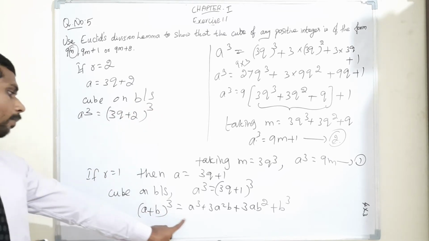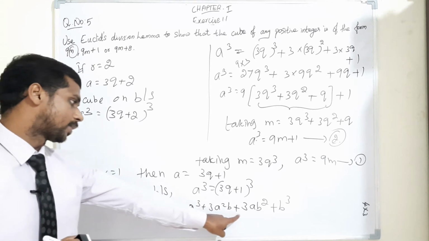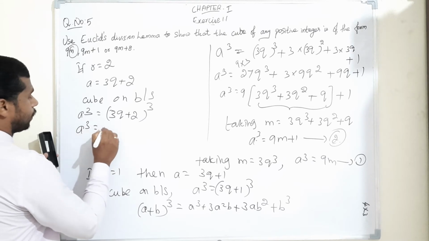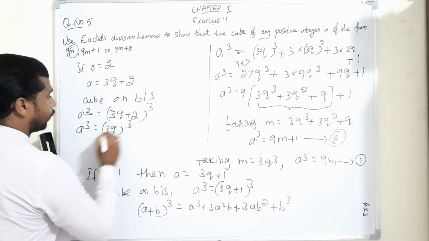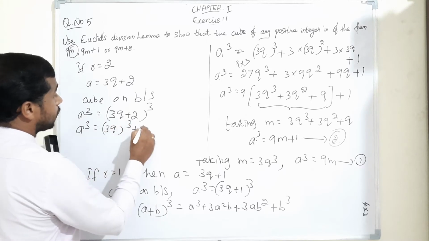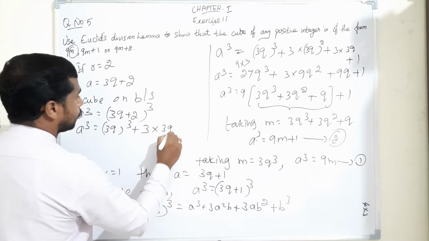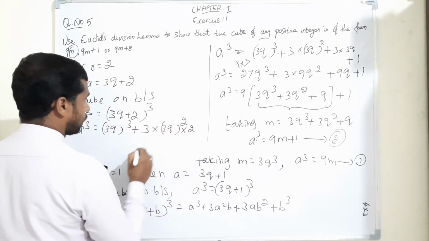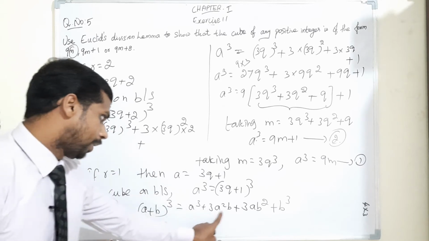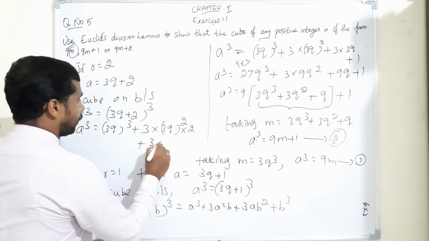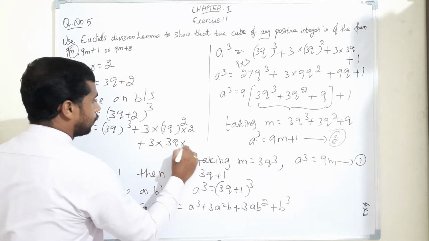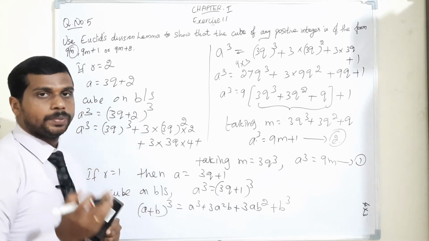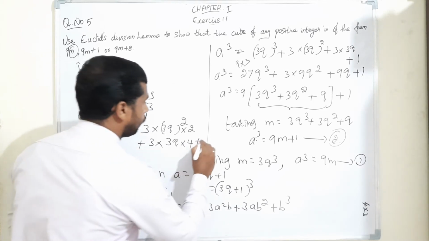This is also the same formula, (a plus b) the whole cube: a cube plus 3a square b plus 3ab square plus b cube. So a cube is equal to 3q the whole cube, then plus 3a square b, that is 3 into (3q) the whole square, into 2, isn't it? Next, plus 3ab square, that is 3 into 4. The last, b cube means 2 cube, which is 2 into 2 into 2, that is 8.